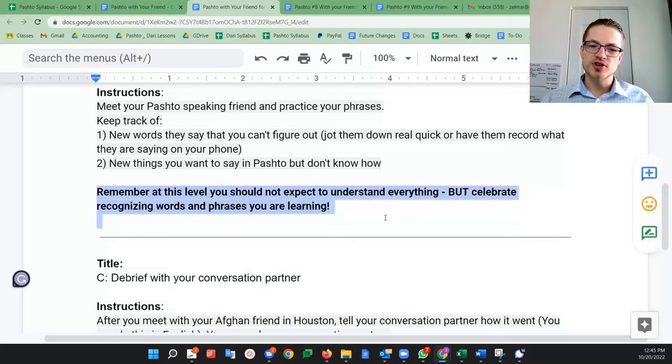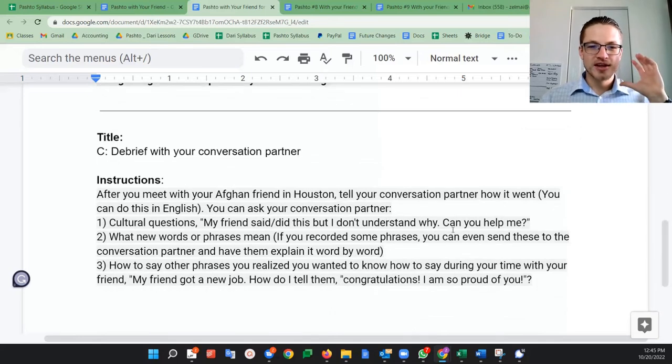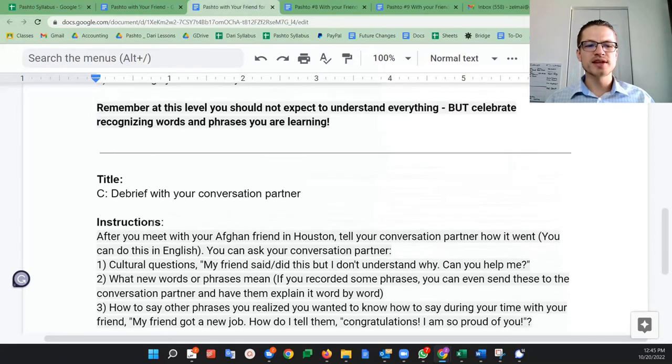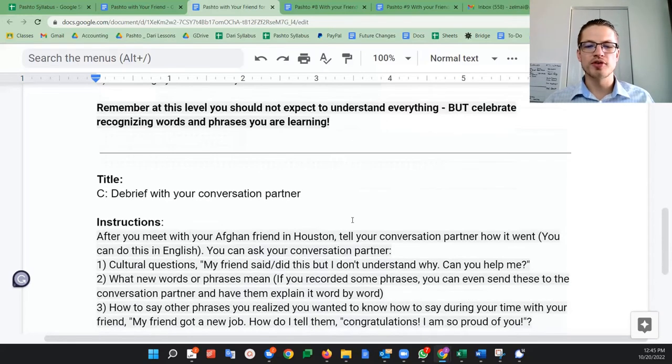Also, again, remember, at this level, you should not expect to understand everything, but celebrate recognizing words and phrases you are learning. You guys are still babies in Pashto, right? So you're not going to understand everything, and that's okay. That's where you're at. So don't put the pressure on yourself to understand everything. So realistically, if there's 2 or 3 phrases you're learning from the meeting, and especially it may be things that you hear that are repeated over and over again that they're saying to each other within the family, then those are the phrases I would say. Wait, what are you saying? What are you saying, Chiwei? Or sorry, that's Dari. Pashto, Tsuwei.